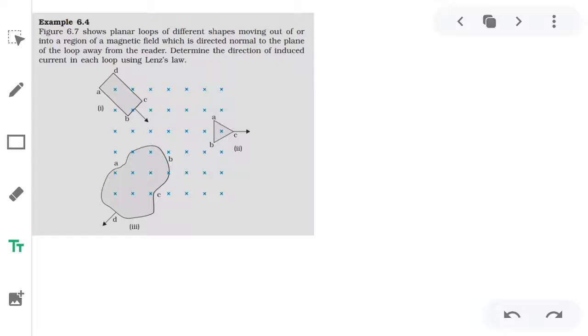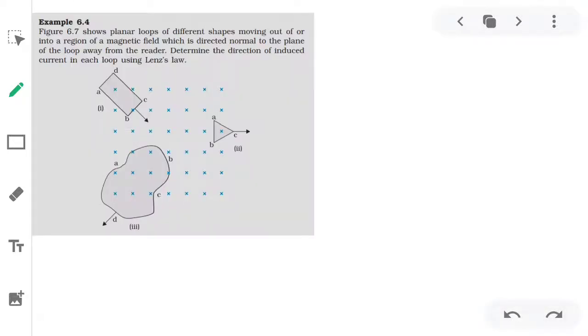Okay, this is example 6.4. There are 3 cases here. One is a rectangular shaped loop, one is a triangular shaped loop, and one is an irregular loop. The rectangular one is moving inside, the triangle is moving outward, and the irregular one is also moving outward. Let us take the first case, that is the rectangular one.